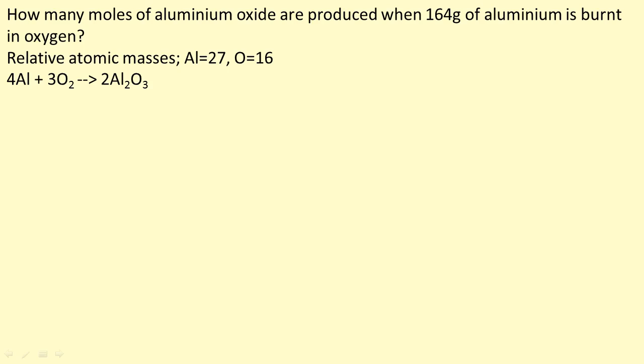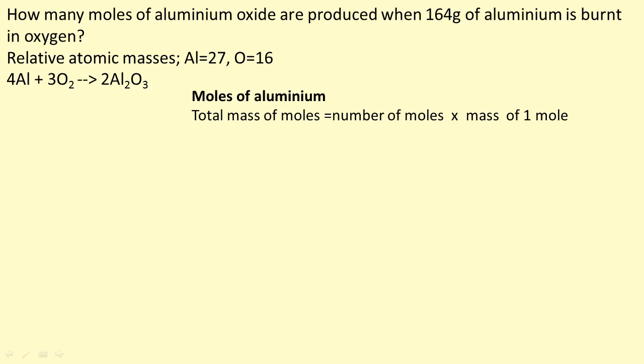Firstly, we need to calculate the number of moles of aluminium. If we had 1 mole of aluminium, it would have a mass of 27 grams. 2 moles, 2 times 27 grams. 3 moles, 3 times 27 grams. So we could write the general equation below. Total mass of moles is equal to the number of moles multiplied by the mass of 1 mole.